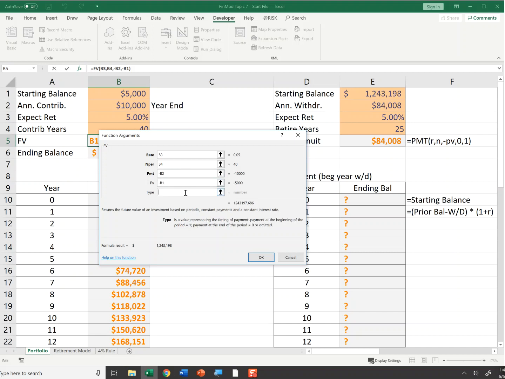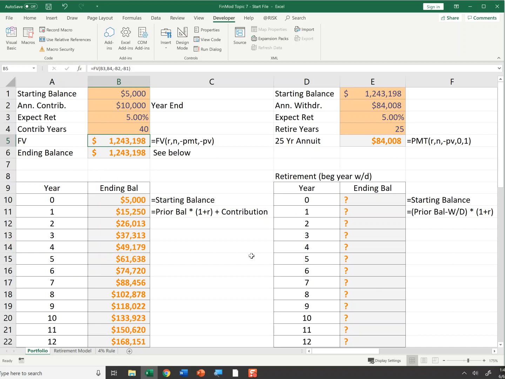I'll leave the type blank. Type blank means end of year payment. So this $10,000 payment doesn't happen until 1 year from today. And you can see it returns a value of $1,243,198. So I just wanted to test that by doing this portfolio simulation, or portfolio model, over here.